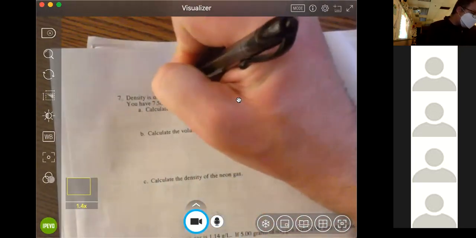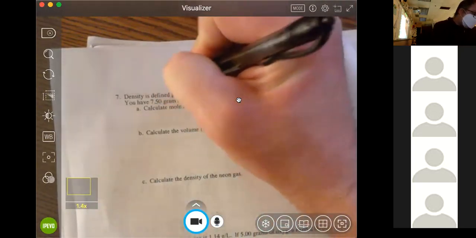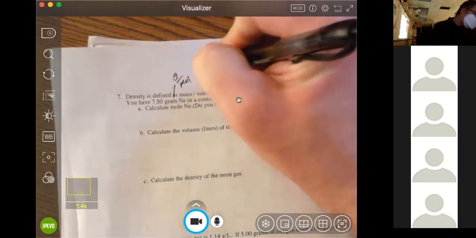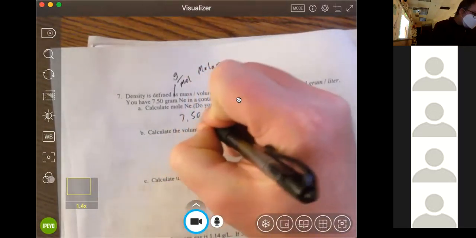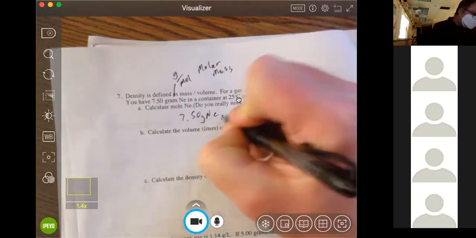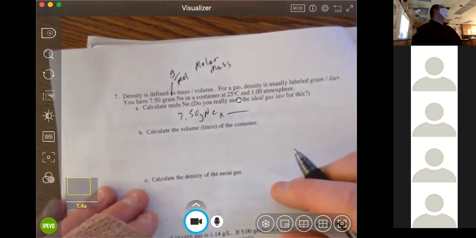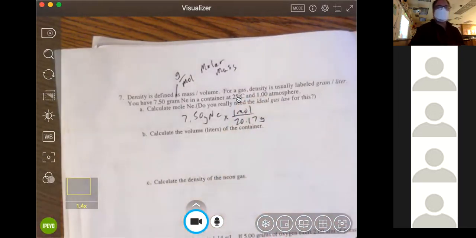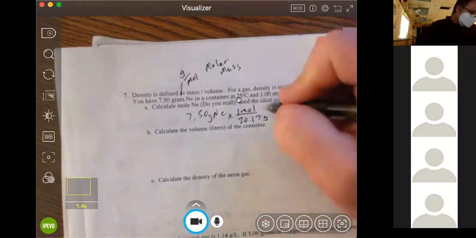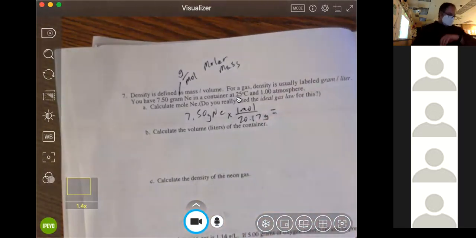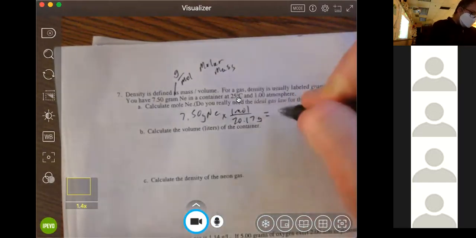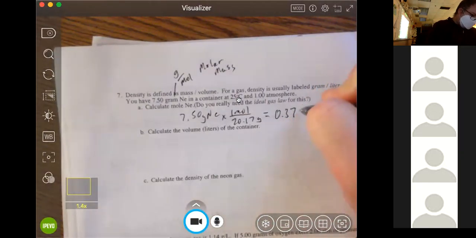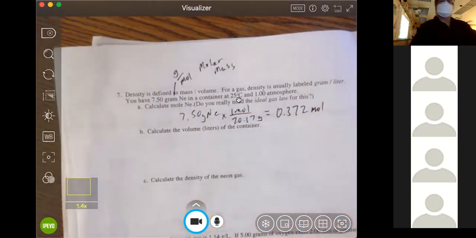Well, if you have grams of something, you can use grams per mole, or what's known as the molar mass, and get moles. So we have 7.50 grams of neon. Every 20.17 grams is 1 mole of neon. 7.50 divided by 20.17 is about 0.3718. So that's 0.372 moles of neon.